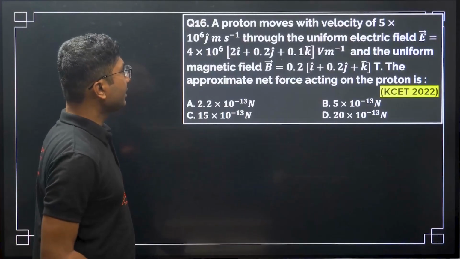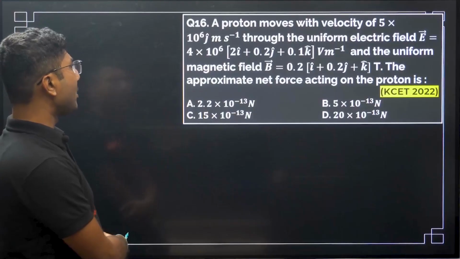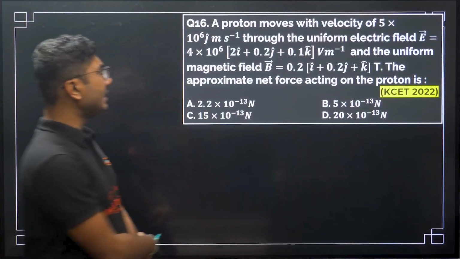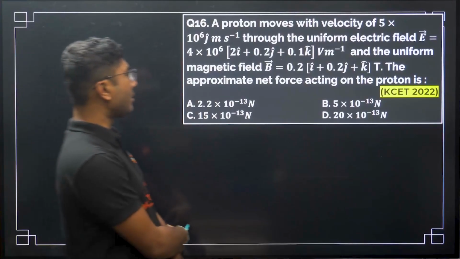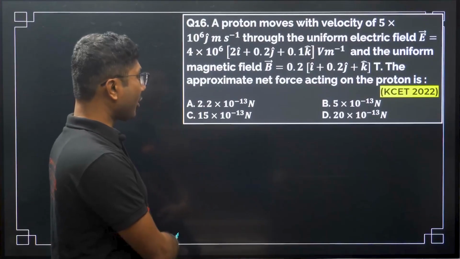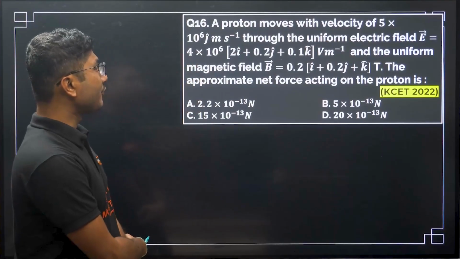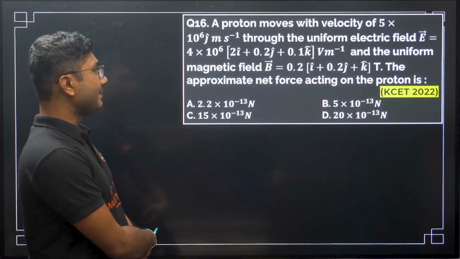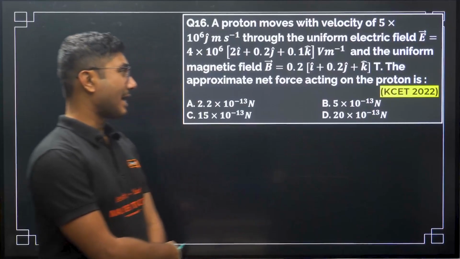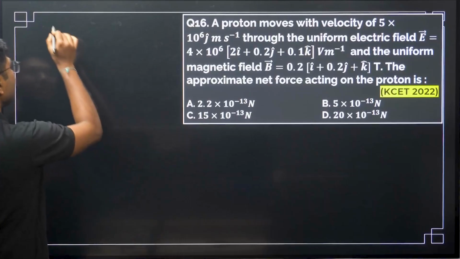Now next question. A proton moves with a velocity of 5 into 10 to the power 6 j cap meter per second through a uniform electric field E equals 4 into 10 to the power 6 times 2 i cap plus 0.2 j cap plus 0.1 k cap volt per meter, and the uniform magnetic field B is given by 0.2 i cap plus 0.2 j cap plus k cap. The approximate net force acting on the proton. I have solved this question in my lecture.